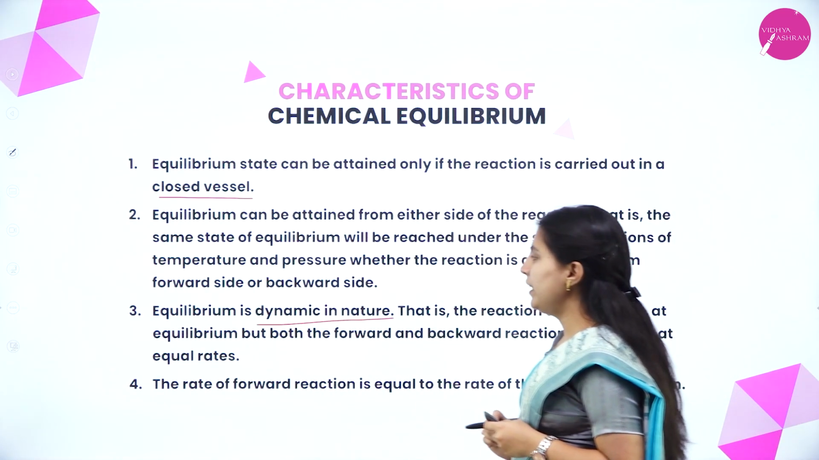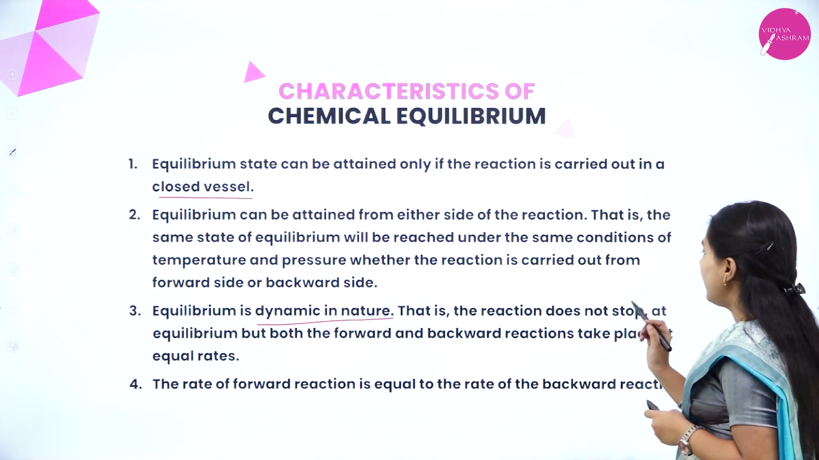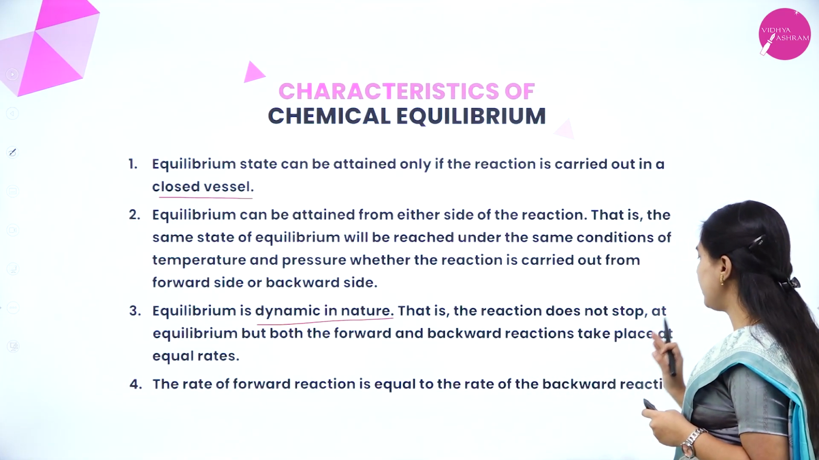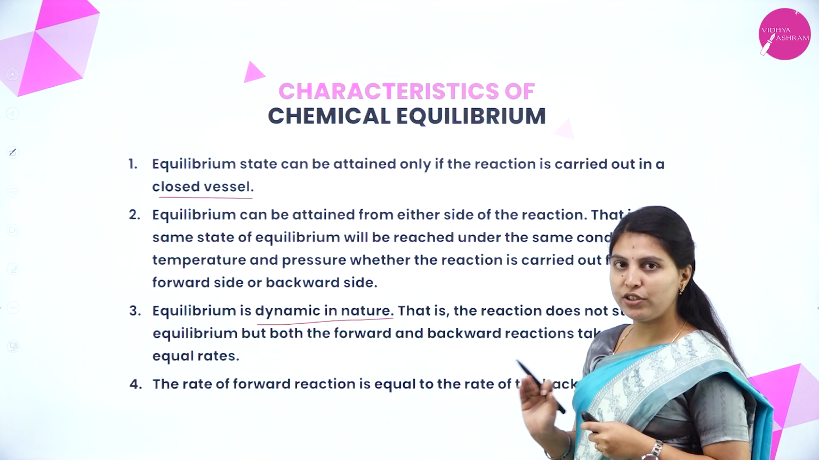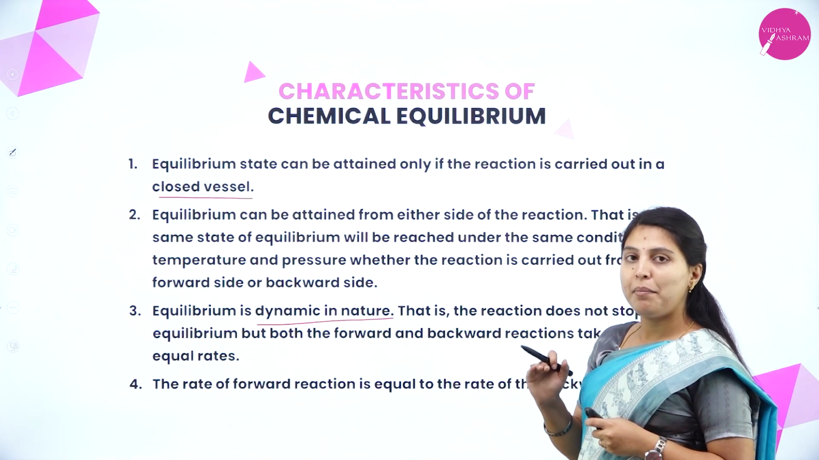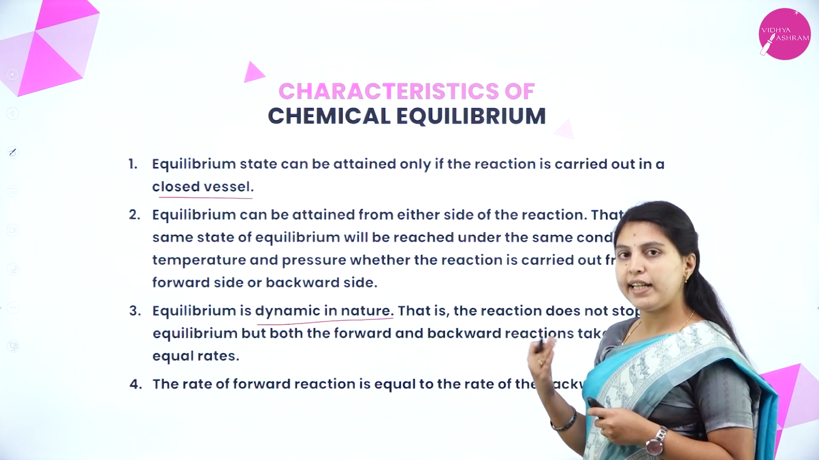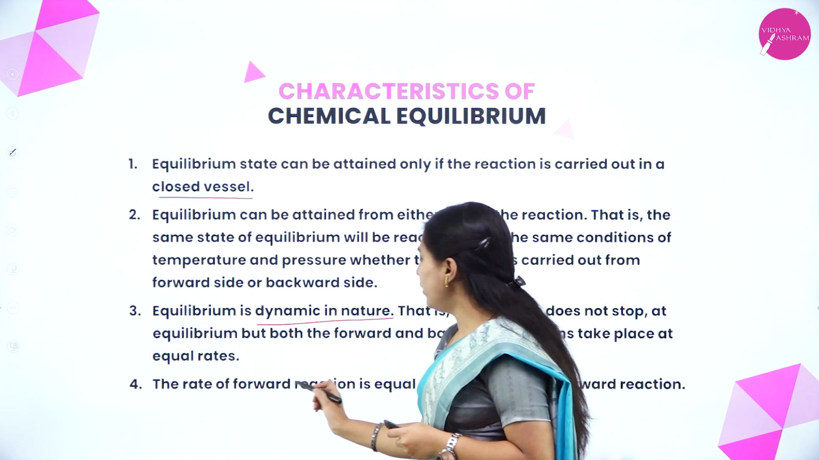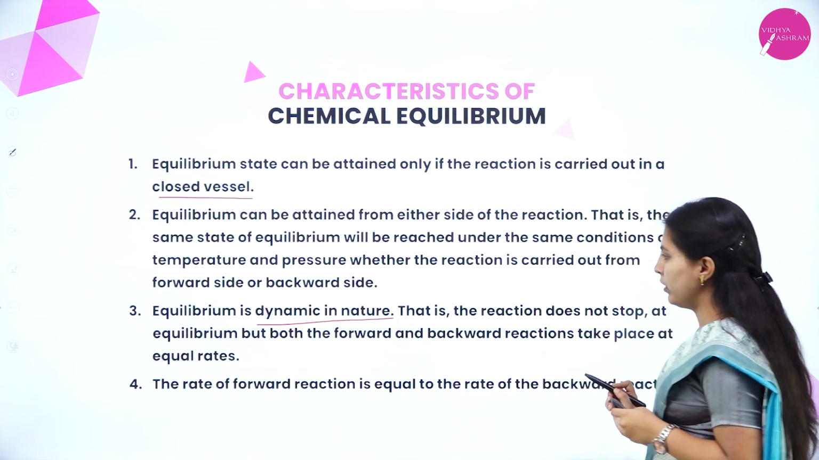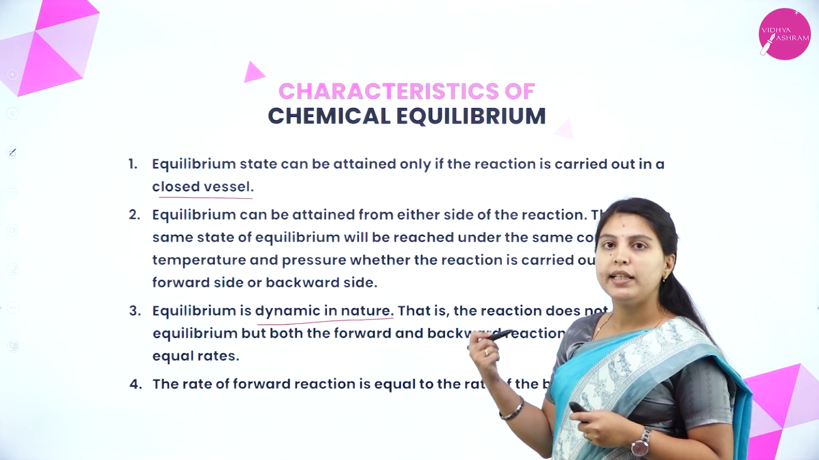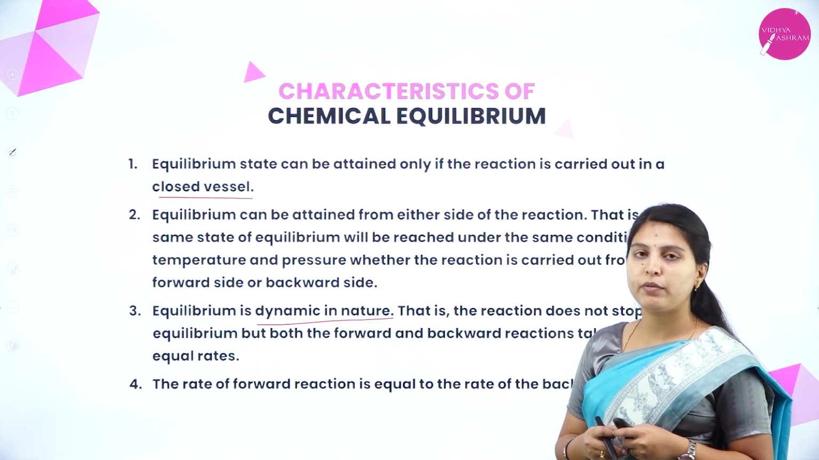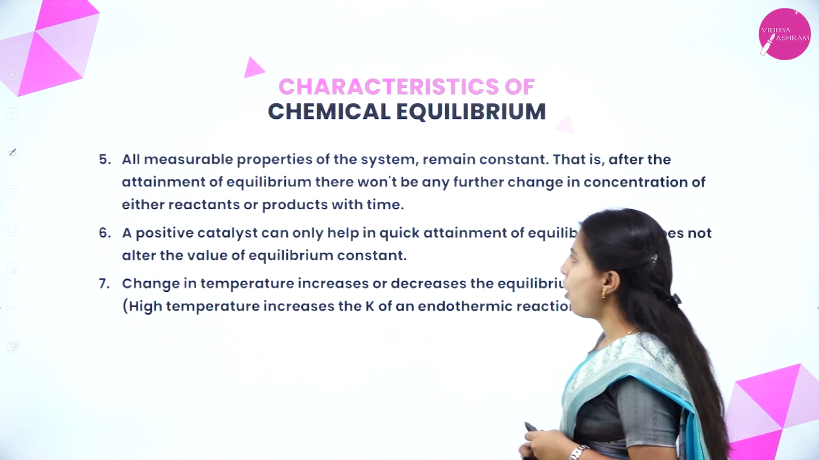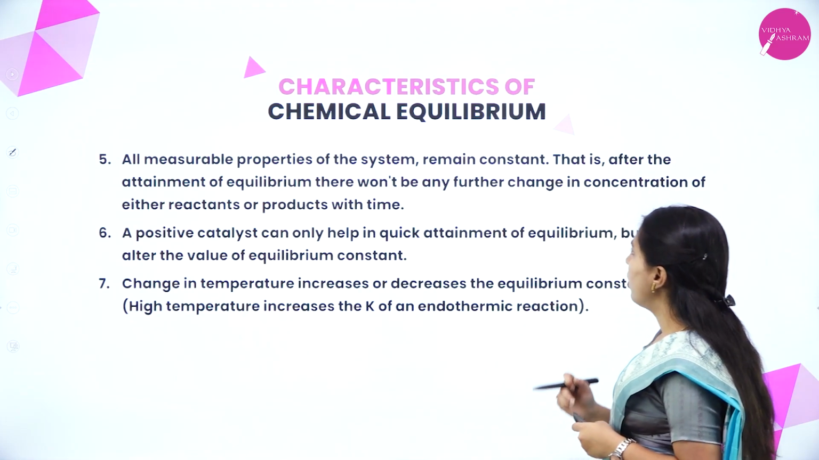Equilibrium is dynamic in nature. That is, the reaction does not stop at equilibrium, but both the forward and backward reactions take place at equal rates. It will not stop after attaining equilibrium, but both the reactant and product reactions will run at the equal rate. The rate of forward reaction is equal to the rate of backward reaction. Next, all measurable properties of the system remain constant.